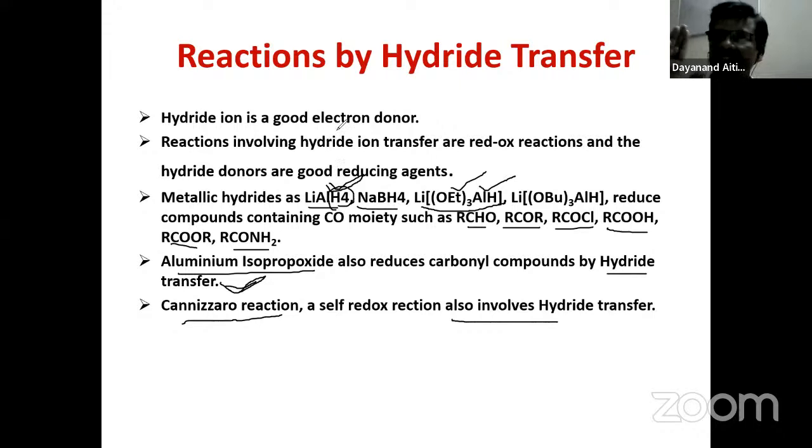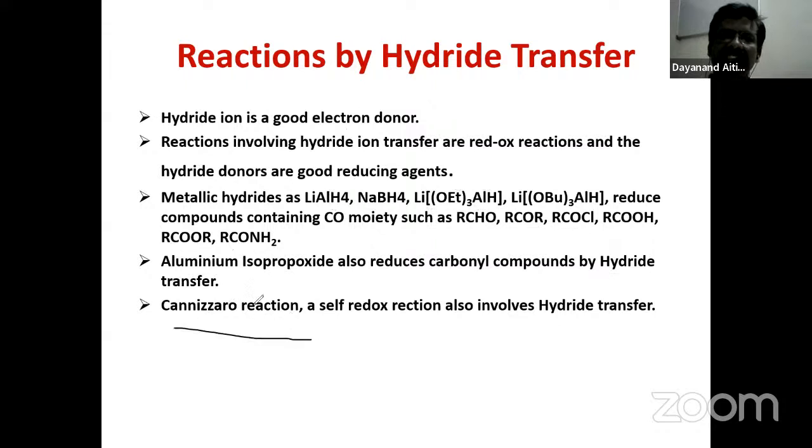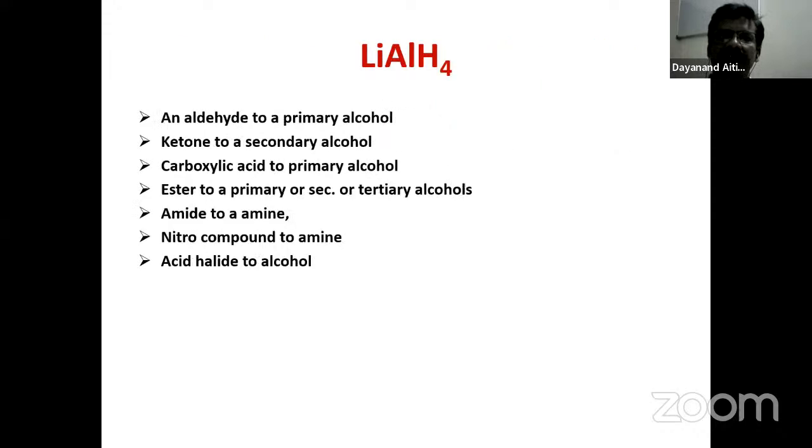This is about hydride transfer. Sometimes you will be asked questions on what the important step involved in this reaction is. It is hydride transfer. What are the examples of hydride transfer? Cannizzaro reaction, Oppenauer oxidation, or MPV reduction, and reduction involving all these reducing agents having hydrogens. These are redox reactions. The hydride ion is a good electron donor also.